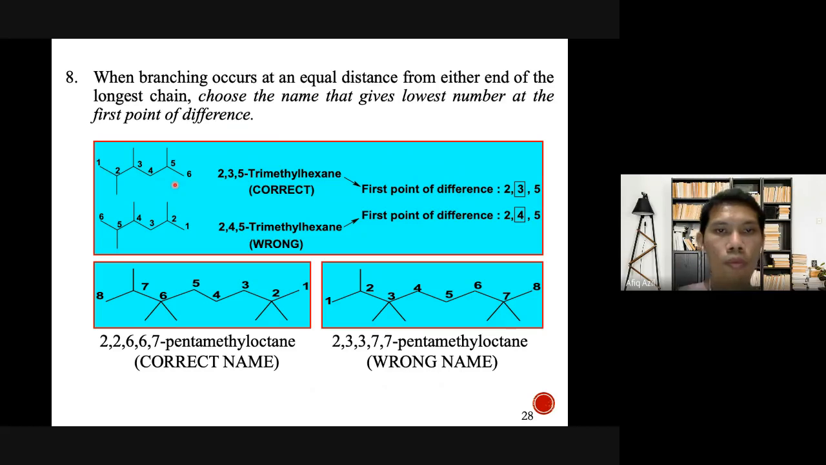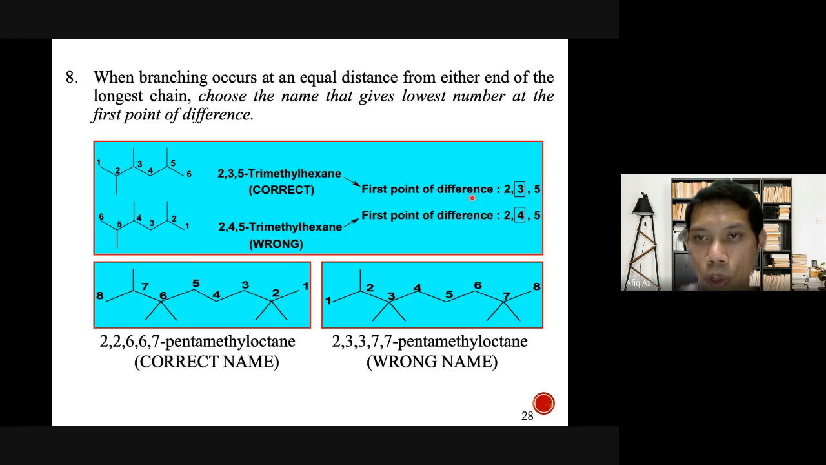For example, you have 1, 2, 3, 4, 5, 6, and from this side also 1, 2, 3, 4, 5, 6. At the second carbon, if you follow this numbering, there is a substituent, same as well. But if you follow this numbering, the second substituent will come in at carbon number 3, unlike this, where it will come at carbon number 4. So instead of 2,4,5-trimethylhexane, you have to choose 2,3,5-trimethylhexane.